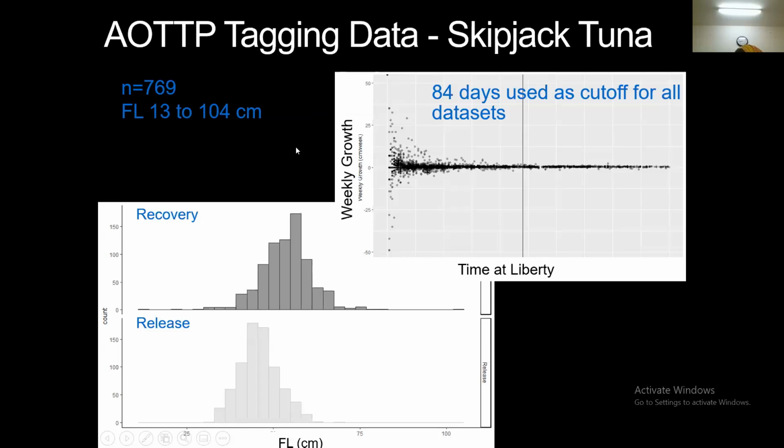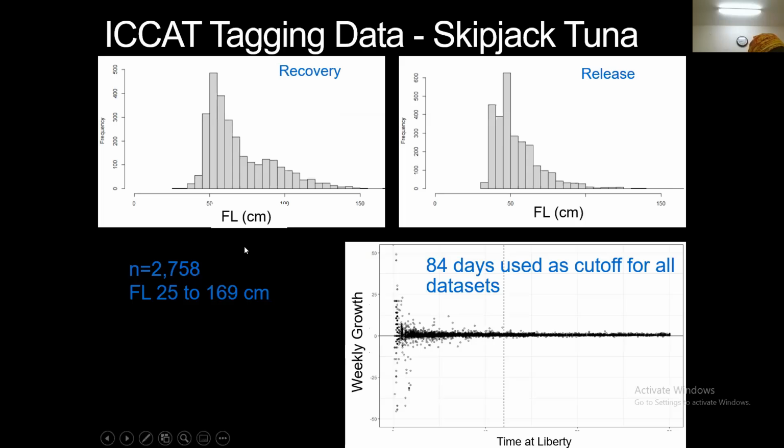For the time at liberty cutoff for Skipjack tuna, we used 84 days, which for the AOTTP data left us with 769 pairs with fork lengths ranging from 13 to 104 centimeters. For the ICCAT tagging data, the 84-day cutoff left us with 2,758 pairs with fork lengths ranging from 25 to 169 centimeters.